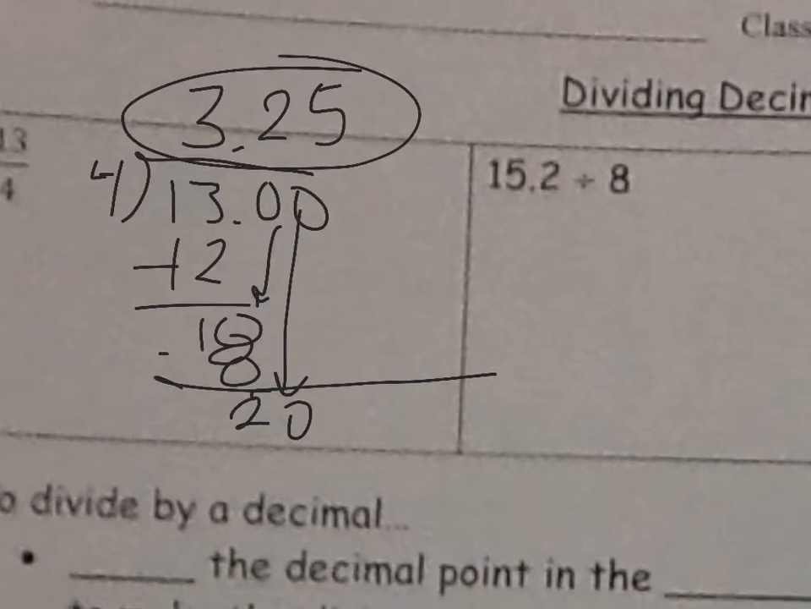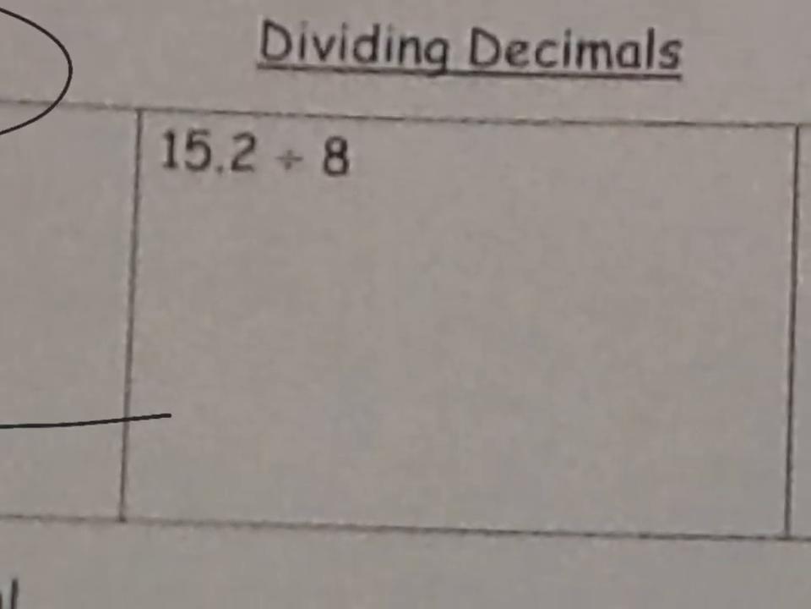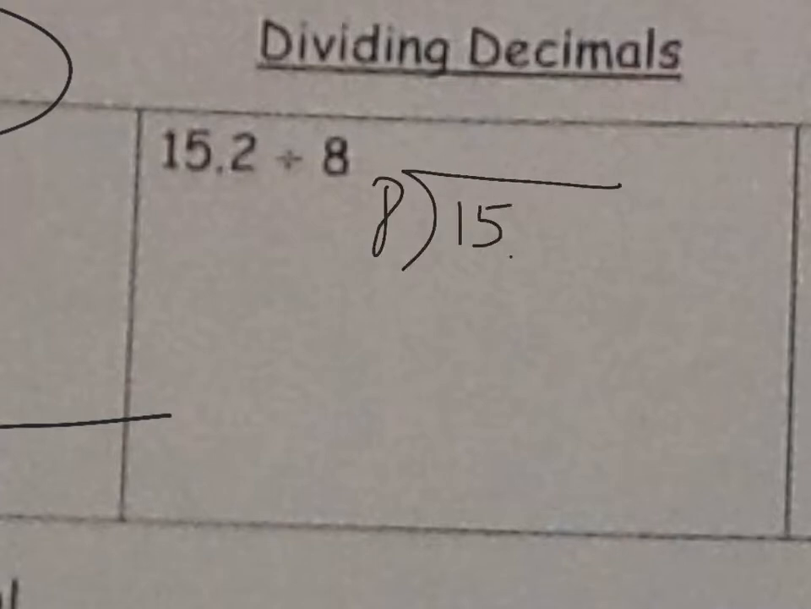There we go. The next problem already has a decimal in the dividend. So in this particular case, we're going to set up our long division again. We're going to put the 8 on the outside of the long division, the 15 and 2/10 on the inside. It's supposed to be a decimal point.